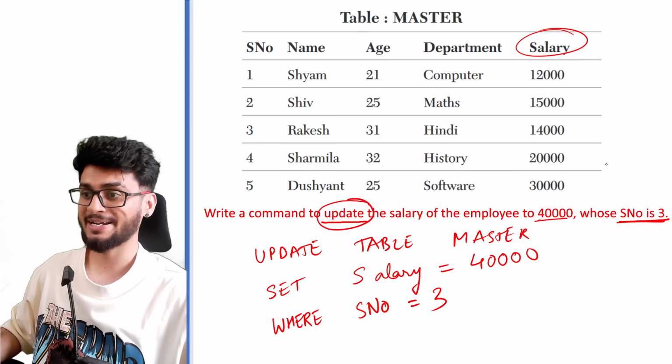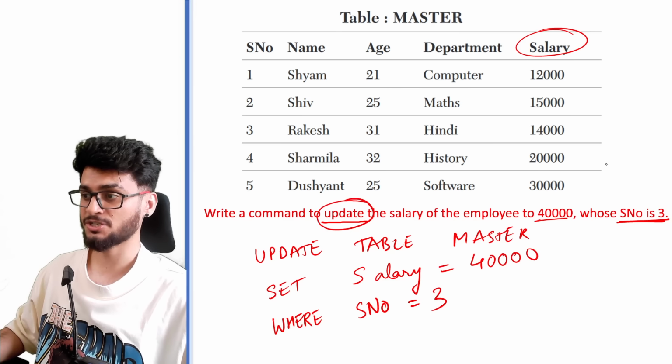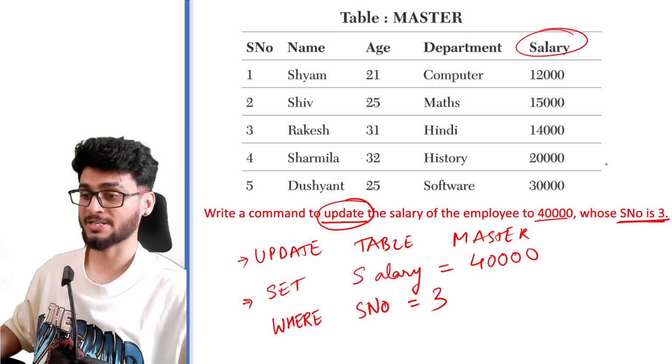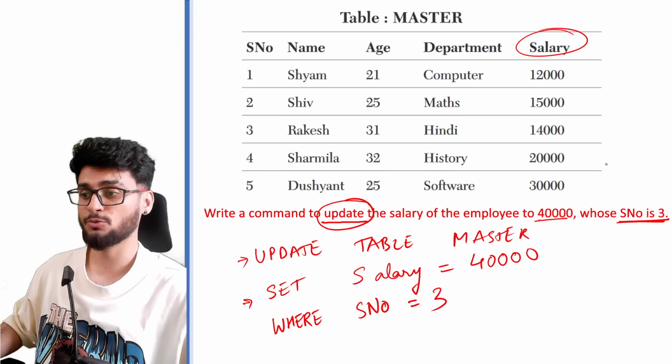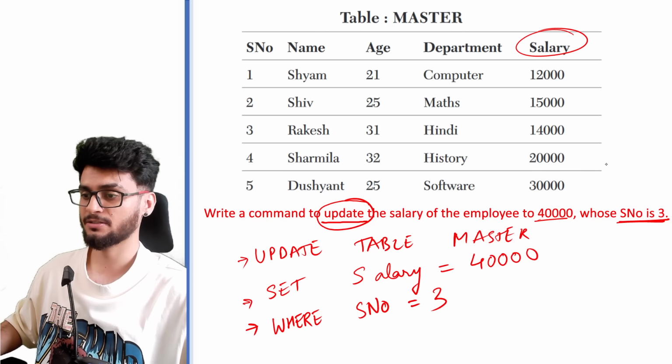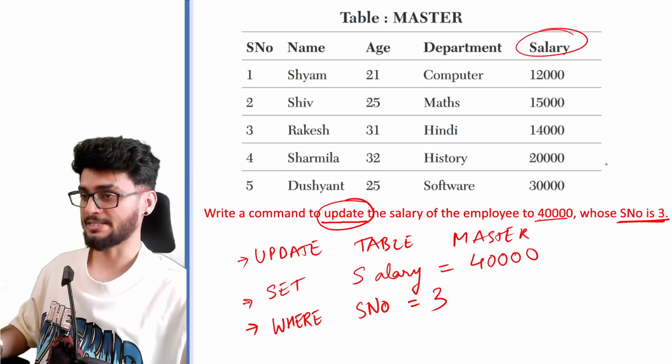So 3 parts. First we need to update the table, update table master. Then we set the salary to 40,000. Here the condition comes later; first you need to mention what you want to change. And then finally where serial number is 3.